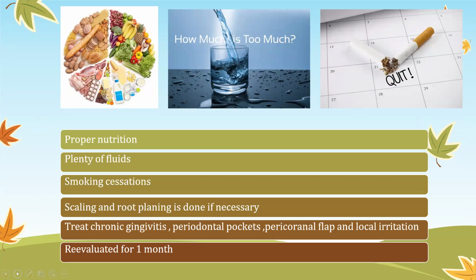And he will be advised to take proper nutrition, plenty of fluids, and to stop smoking, with scaling and root planing if necessary, treating chronic gingivitis, periodontal pockets, pericoronal flap, and local irritation. And he will be reevaluated after 1 month.